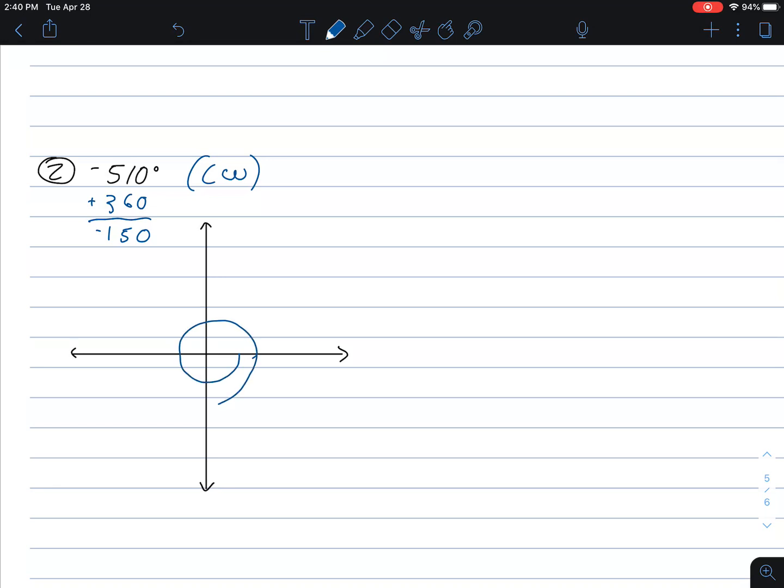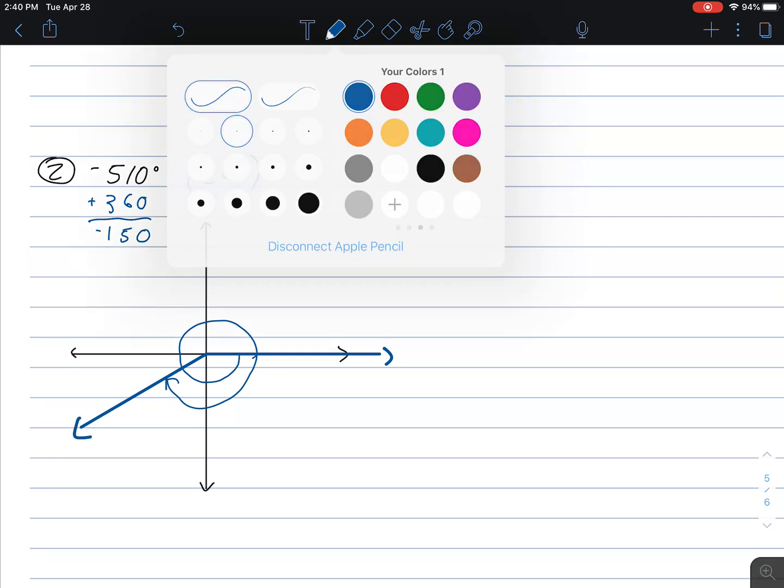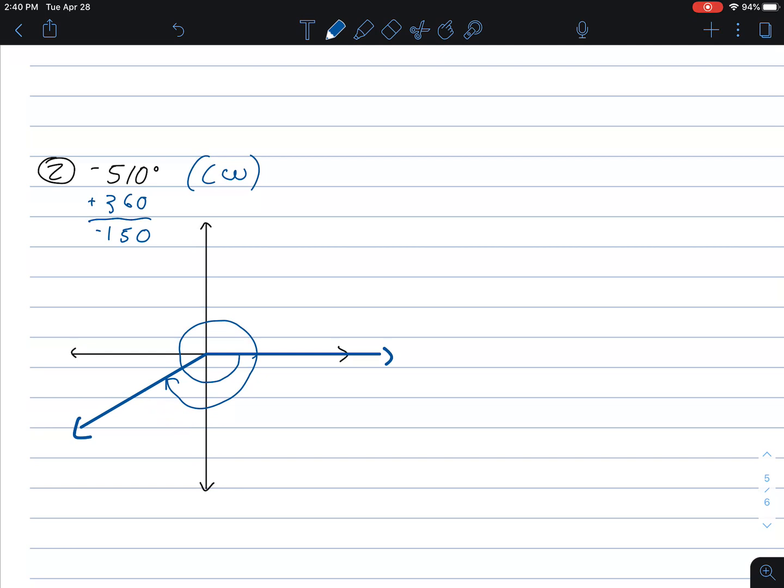Okay, 150 is not quite there, but it's somewhere over there. So it's a full lap and then plus almost up to 180 from the upside down way. Here's my initial side, and there's my other terminal side. Okay, so this amount, I'll change that back, keep it consistent with the one above. This amount right here is negative 150 degrees.